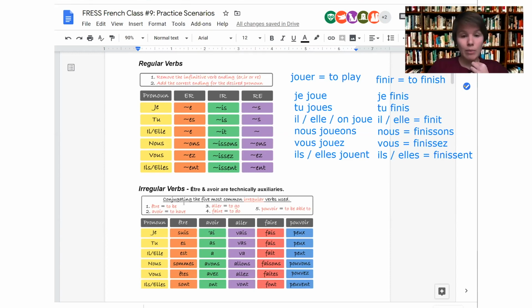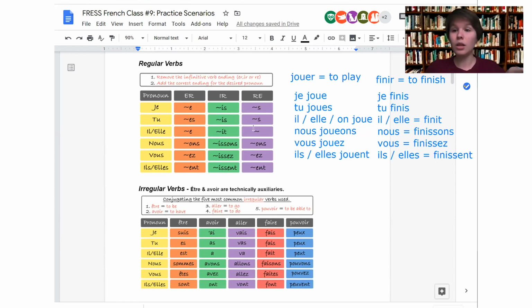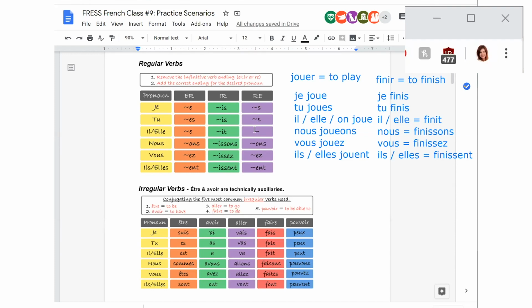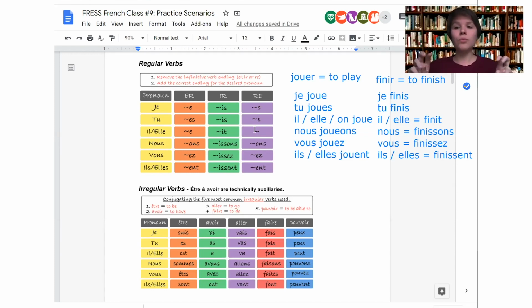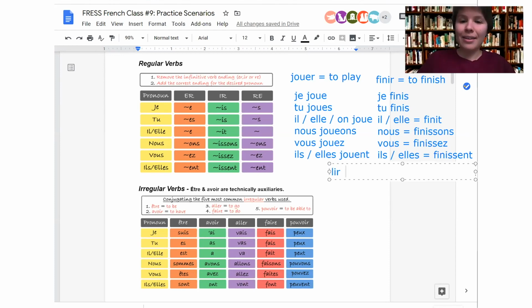As you can see down the bottom in the next table, it ends a bit differently to the regular third group verbs. But yes, this is where it can get a bit confusing: while this is the general rule, there are exceptions, and this is always the case in French. You have like 95% of verbs which are regular, and then you have the other 5% which are irregular, and you just need to memorize which ones those are. Does anybody know a regular third group or RE verb? What about lire? Lire, yes. And what does that mean? To read? To read, that's right.